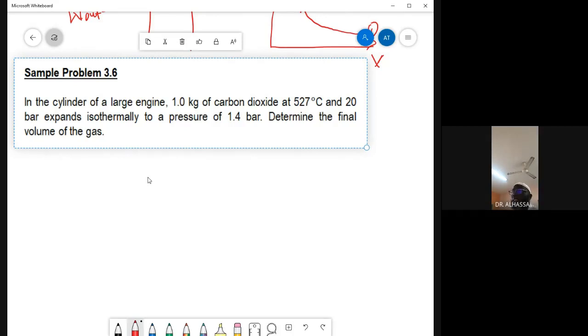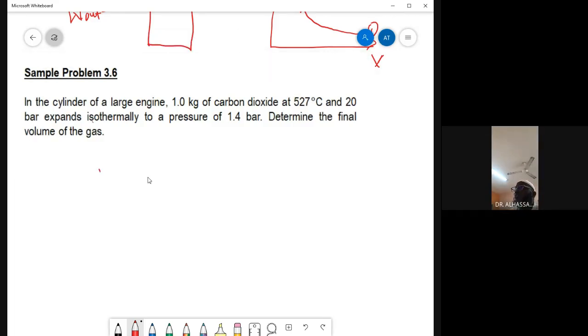Here we are told that in the cylinder of a large engine, 1 kilogram of carbon dioxide at 527 and 20 bar expands isothermally to a pressure of 1.4 bar. Now determine the final volume of the gas. So again, this is isothermal. We want to determine the final volume of the gas.